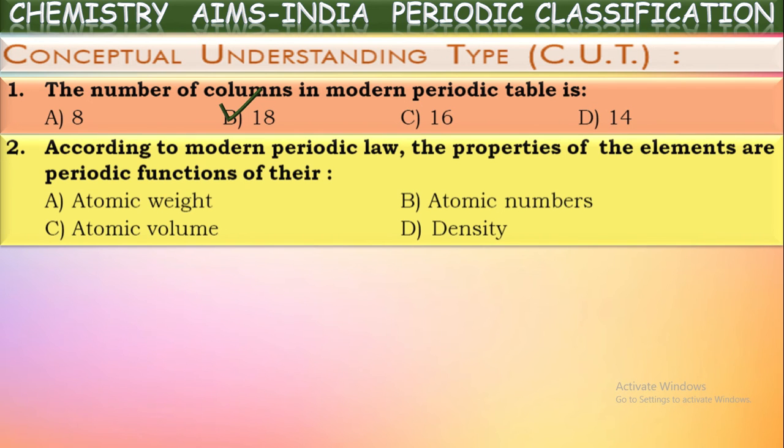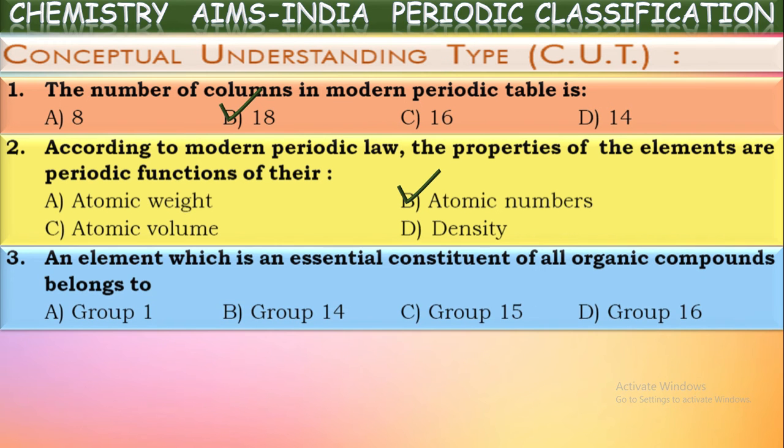According to the modern periodic law, the properties of the elements are periodic functions of their. Yes, what is the modern periodic law? When elements are written in increasing order of their atomic numbers, properties are repeated for the elements at certain intervals. So it can be explained in the definitional way as the physical and chemical properties of the elements are periodic functions of their atomic numbers. Okay, atomic numbers.